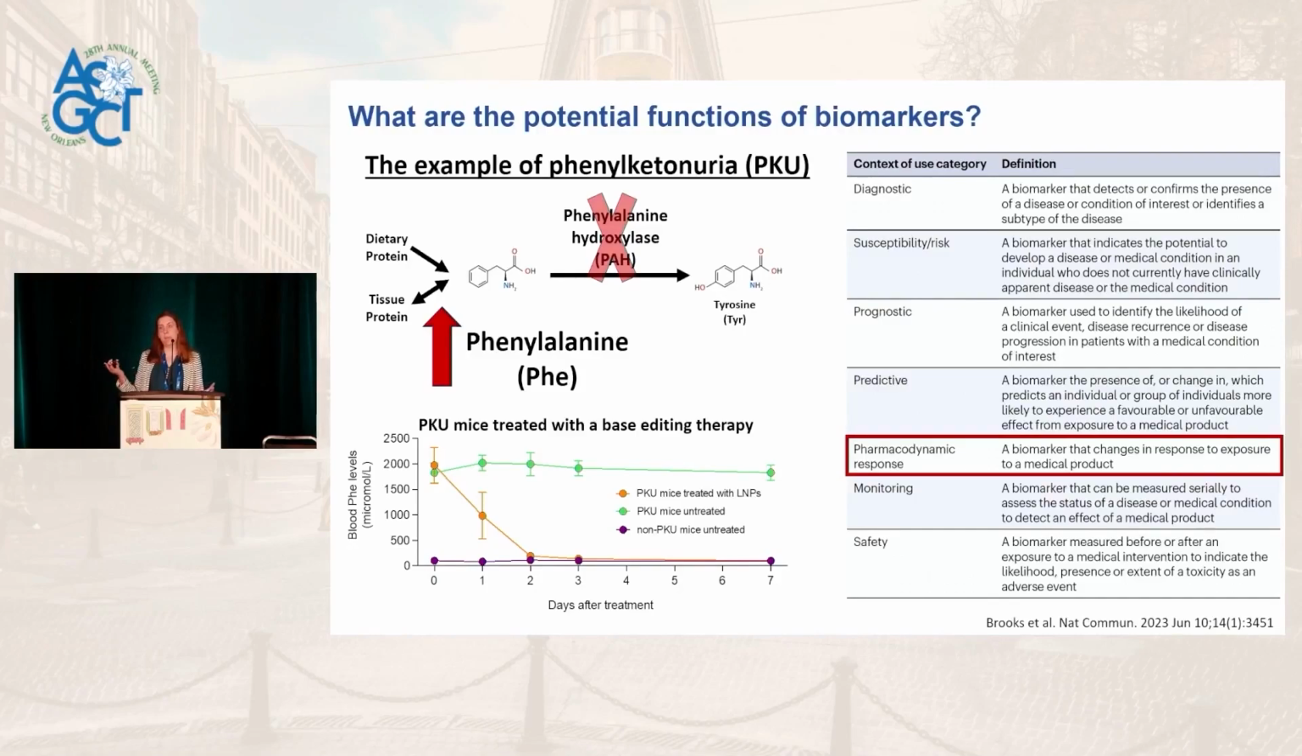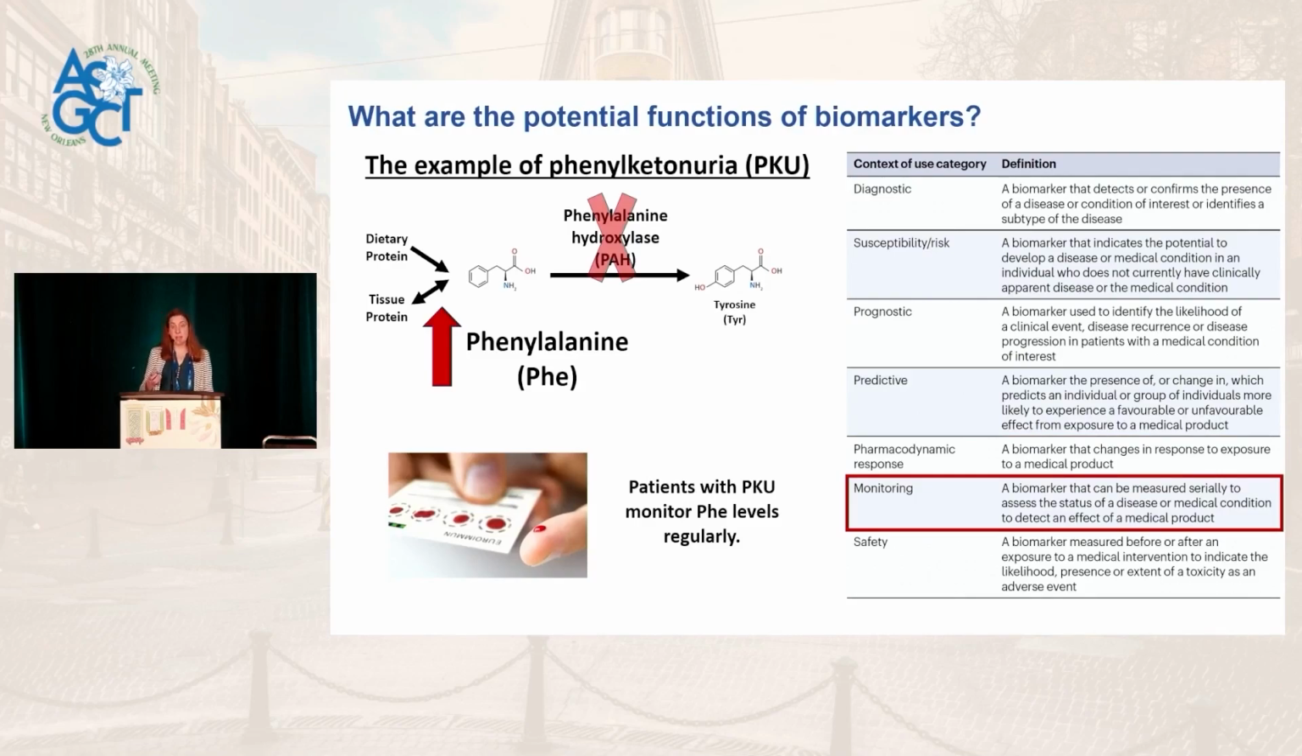And we give them a base editing therapy. It's a therapy we're trying to develop in the lab. And you can see the mice that got the treatment in orange, very quickly, that phenylalanine level that was very high, starting around 2000, normalizes. So essentially, we're using the phenylalanine to measure a response to a potential therapy. So that's a pharmacodynamic response biomarker.